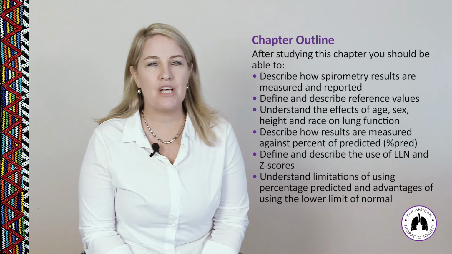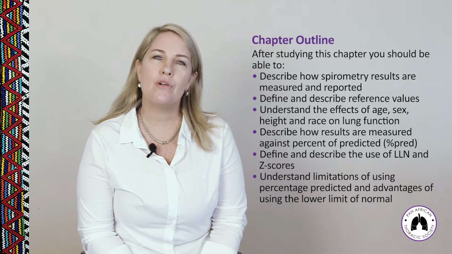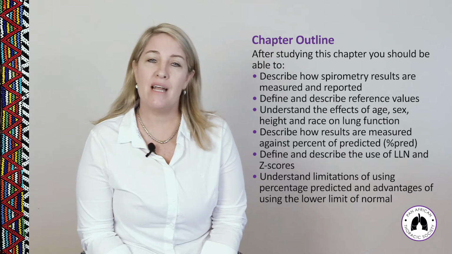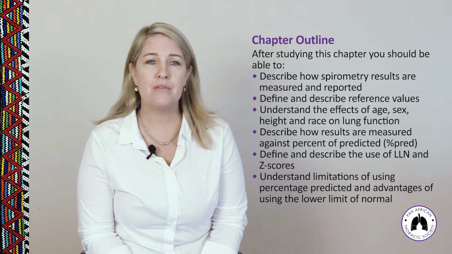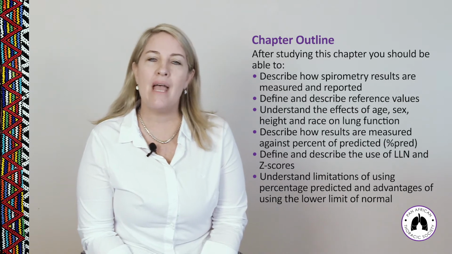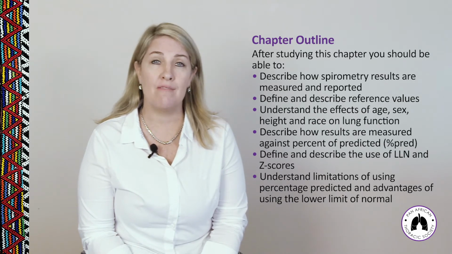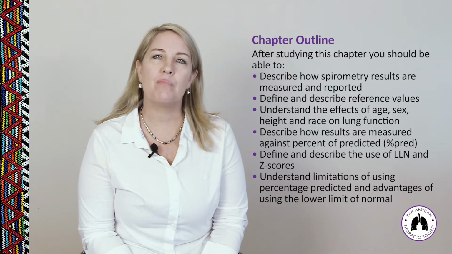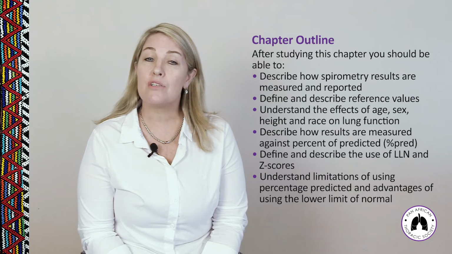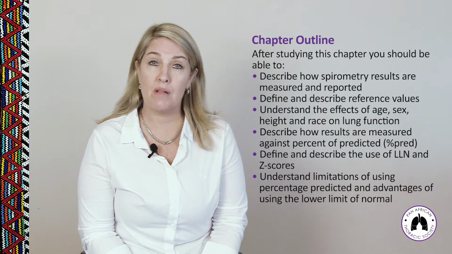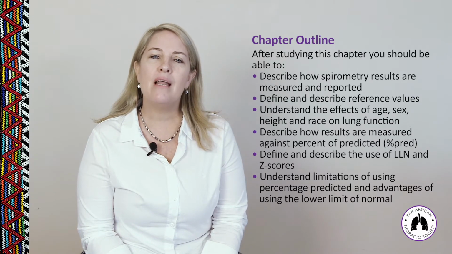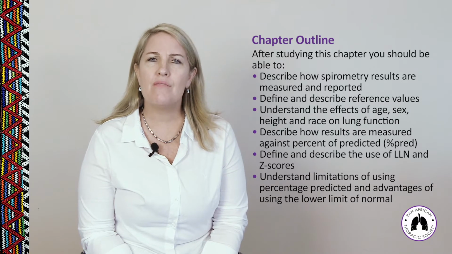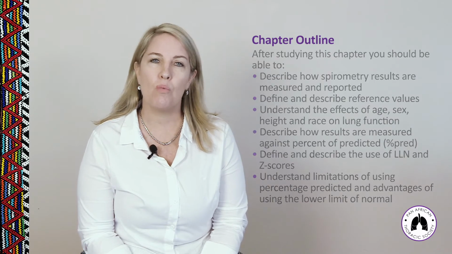So at the end of this chapter, you should be able to describe how spirometry results are measured and reported, define and describe reference values, understand the effects of age, sex, height, race on lung function, describe how results are measured against percentage of predicted, define and describe the use of lower level of normal and Z-scores, and then understand limitations of using percentage of predicted and the advantages of using lower level of normal.